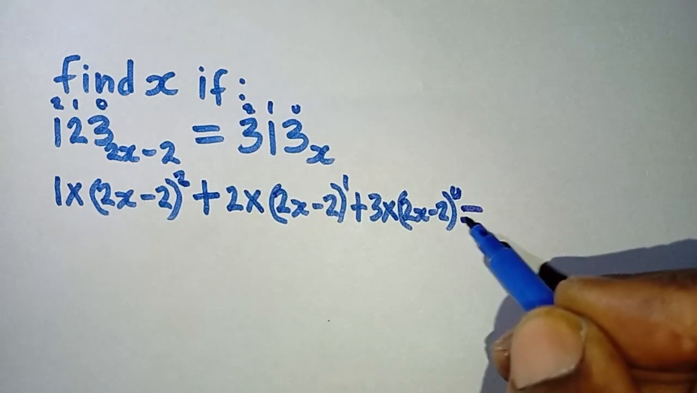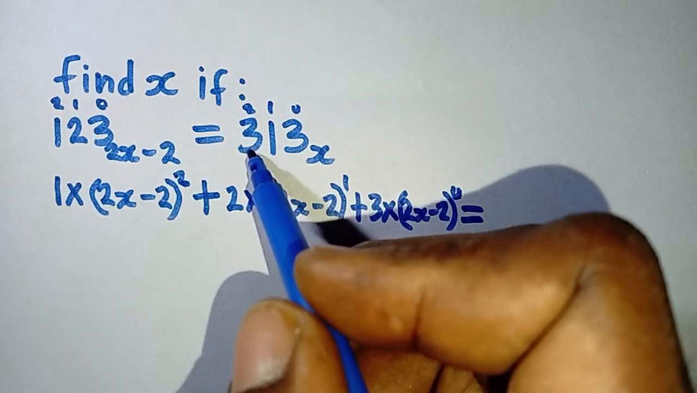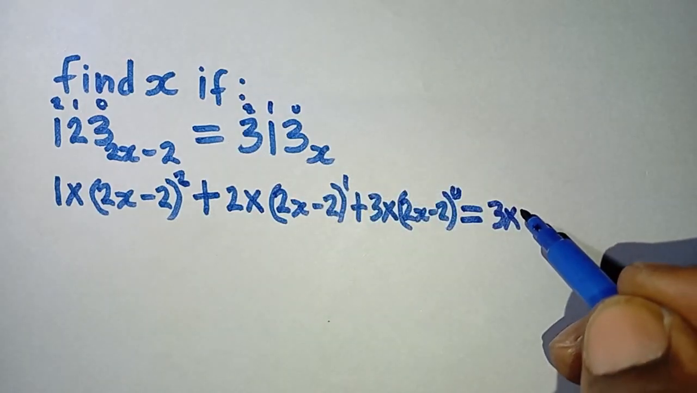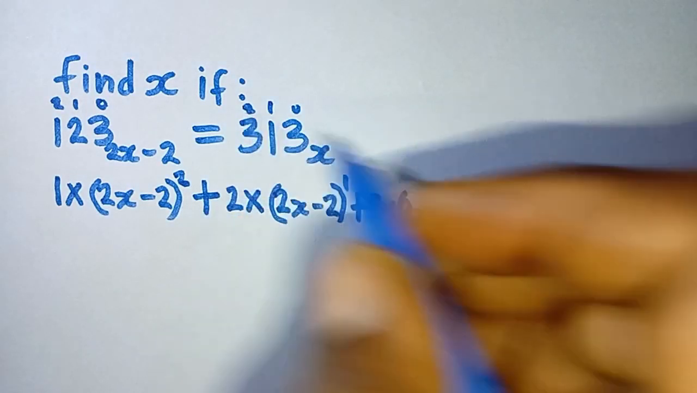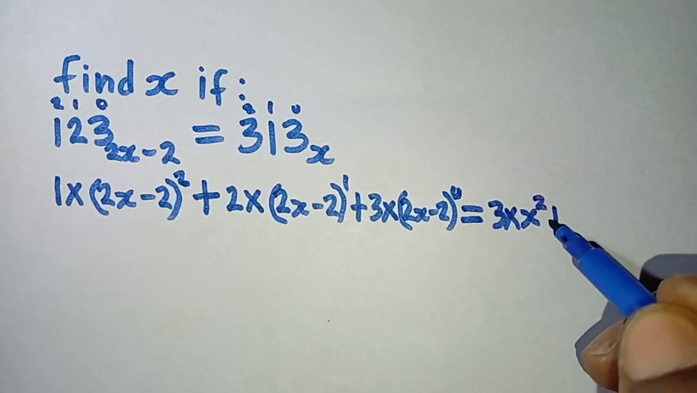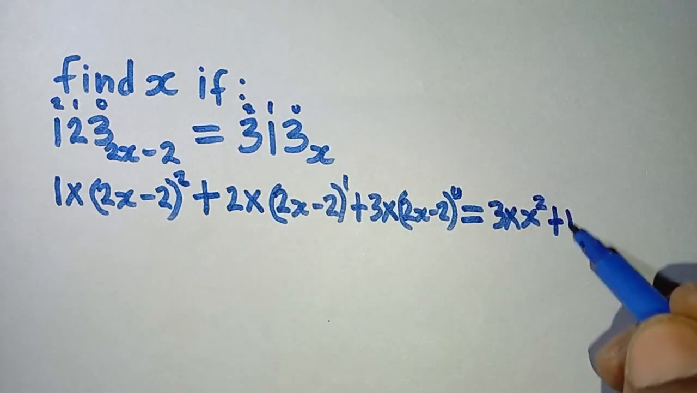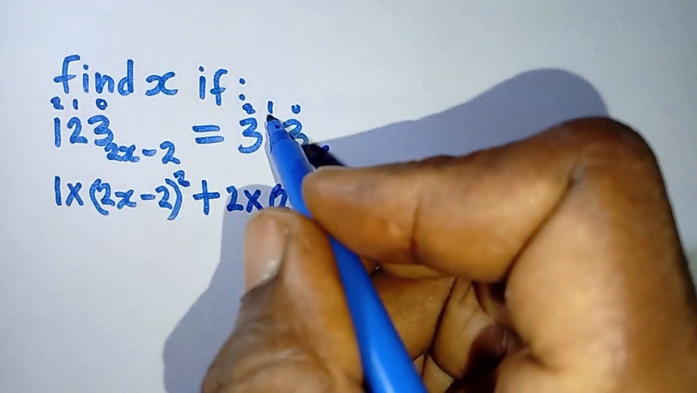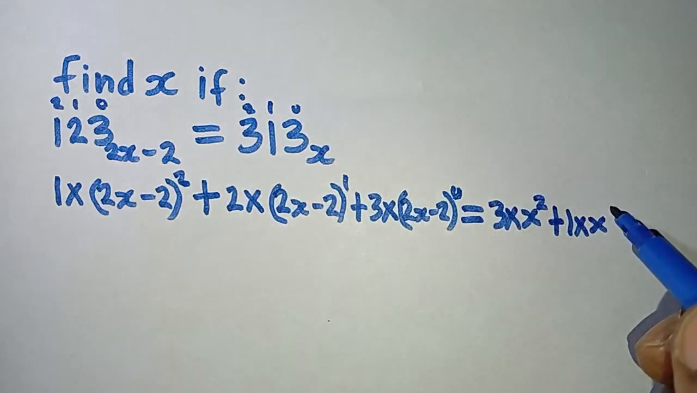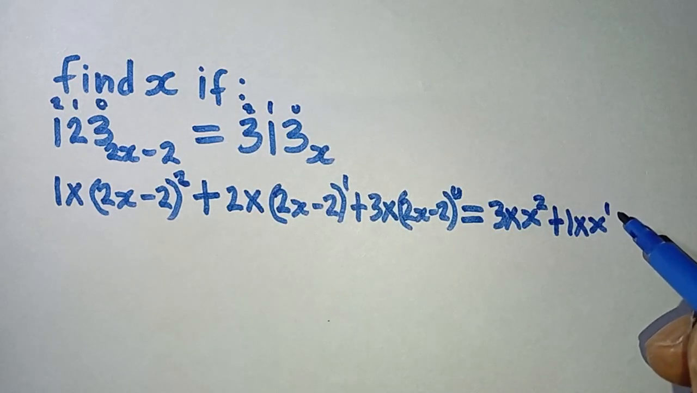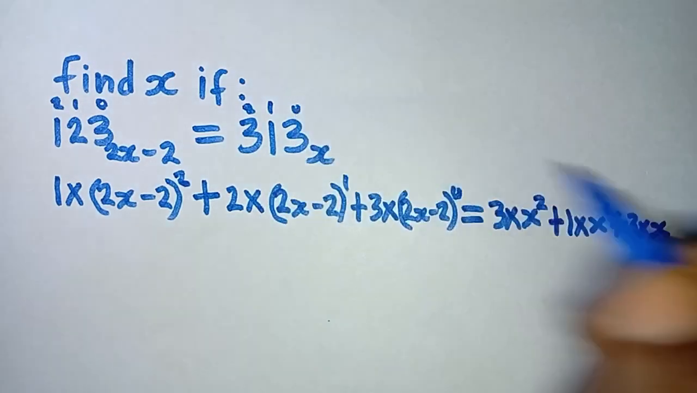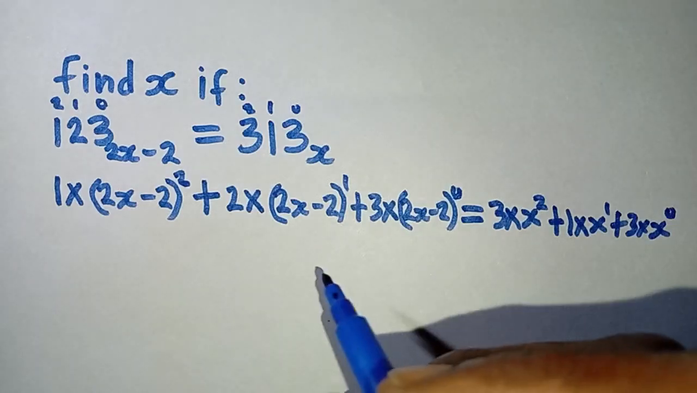And that should be equal to the right hand side now: 3 multiplied by the base, which is x, all raised to the power 2 here, plus 1 multiplied by the base x, all raised to the power 1 here, then finally plus this 3 here, multiplied by the base x, all raised to the power 0. So that is the expansion.